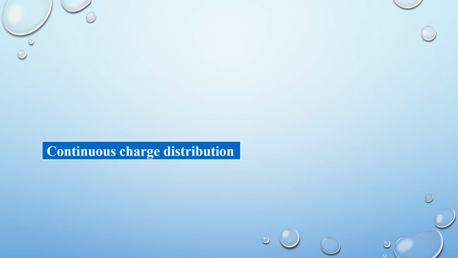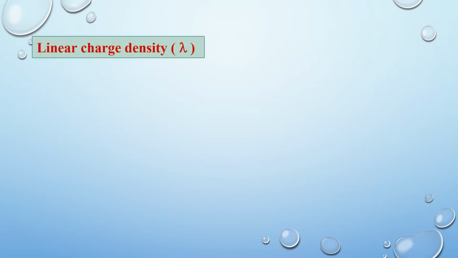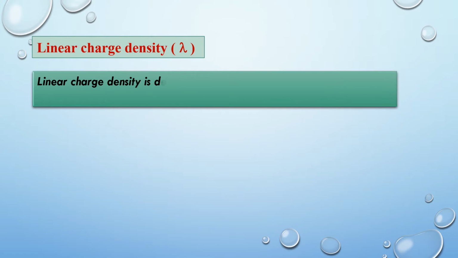Let's begin with continuous charge distribution. Now, when we're considering continuous charge distribution, we have charge distribution into three forms. First one, linear charge density. Linear charge density is defined as the charge per unit length of a charged body.